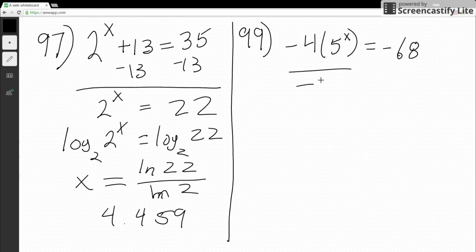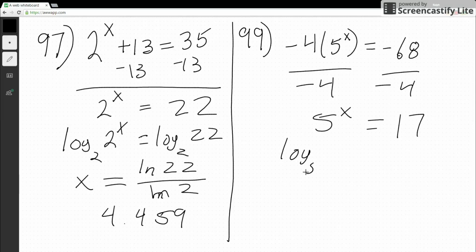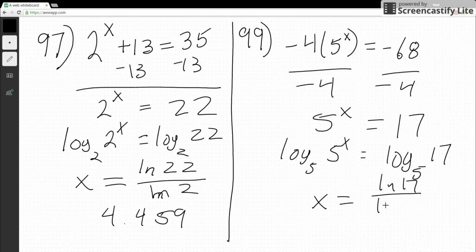Okay, looking over here at 99. First thing I want to do is divide by -4. Five to the x. Divide those out, and it comes out to about, I think, 17. Okay. Same thing here. I'm going to use log base 5. 5 to the x equals log base 5 of 17. This gives me x, and I'll use change of base again. So the ln of 17 over the ln of 5.